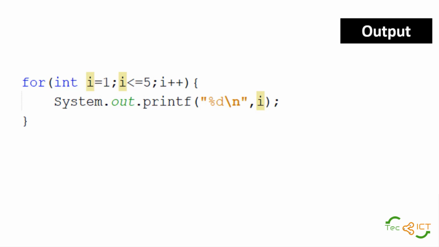Then the statements inside the loop are evaluated. Here it prints 1. Then I is increased by 1. Now I is 2. 2 less than or equal 5 is true. Then the print statement prints I as 2. Then the increment operation happens. I is 3. 3 less than or equal 5 is true.